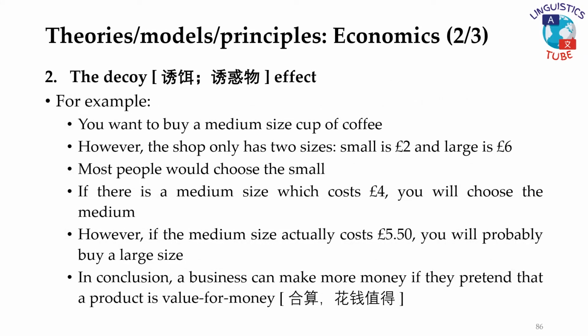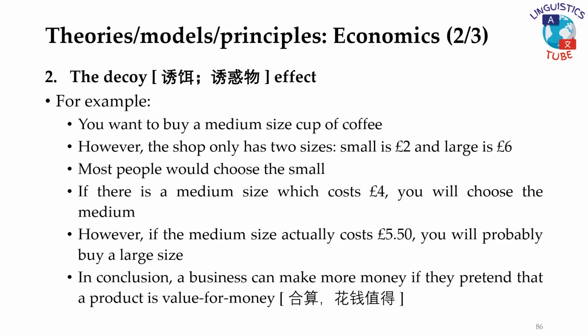The second theory is the decoy effect. I'll explain this with an example. You go to a shop to buy a cup of coffee, and you want a medium-sized cup. However, the shop only has 2 sizes. Small is £2, and large is £6. It is very likely that you will choose the small, because the large seems too expensive.